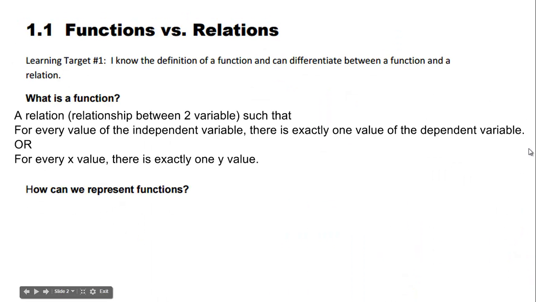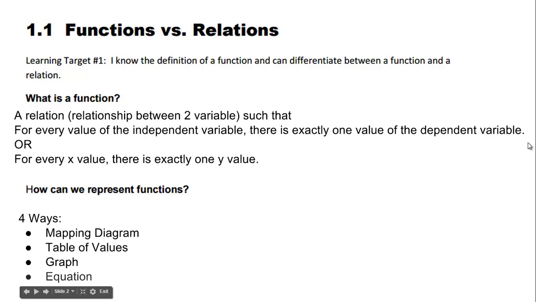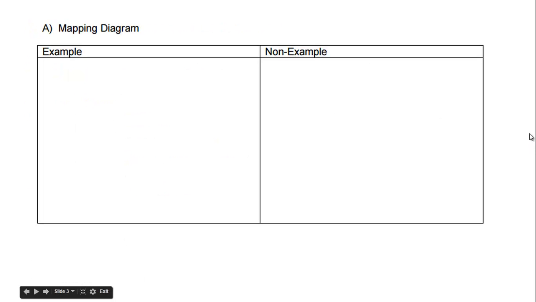Okay, so think about that for a second. We're going to look at some examples of functions and non-functions. There are 4 ways to do it: mapping diagram, table of values, graph, and equation. We'll work through those 4 ways. The first one, this is where I'd write down those examples.